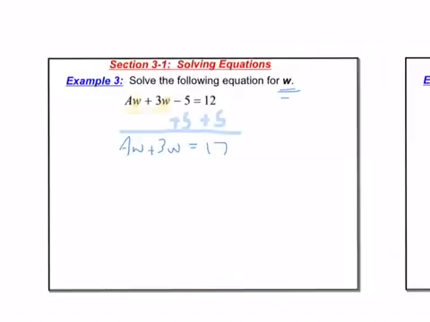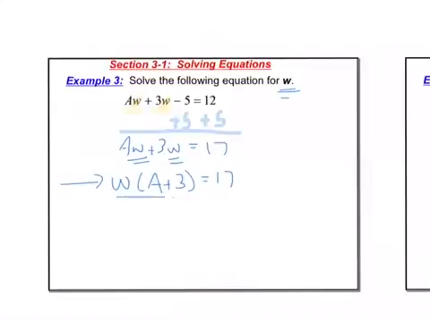My next step from there is how can I get these two W's to end up as one W? What I'm going to do is factor it out. So I'm going to factor out W from both of these and get W times (A plus 3). And by factoring out that common factor, now all I have left is one single W on the left side.